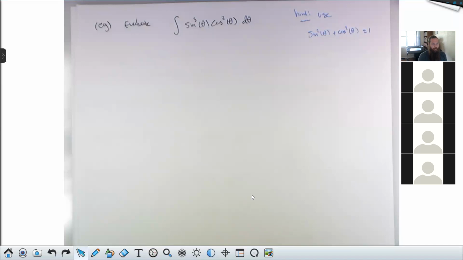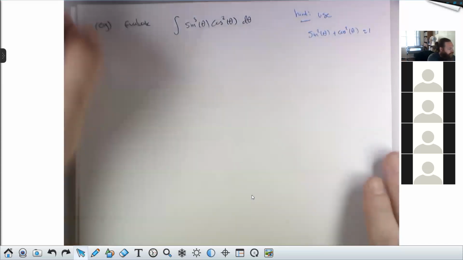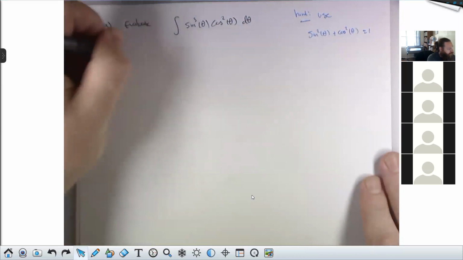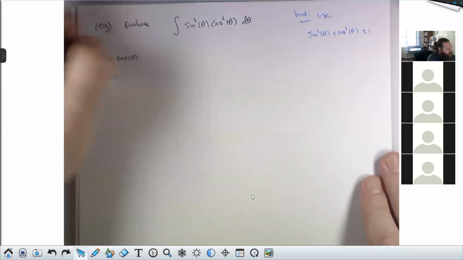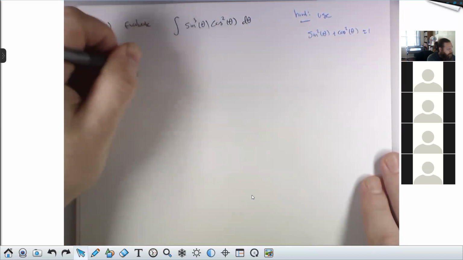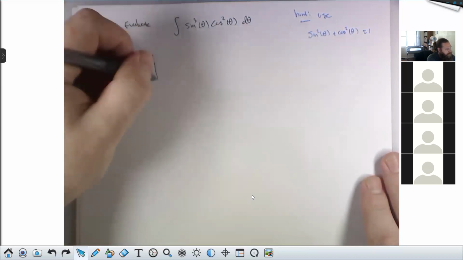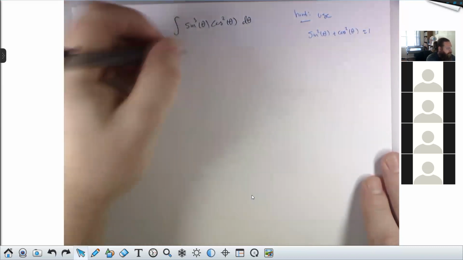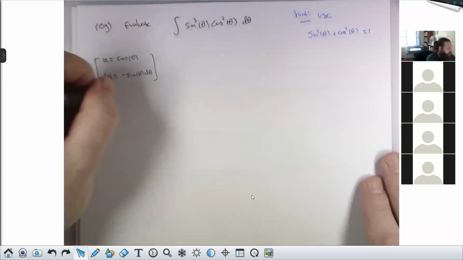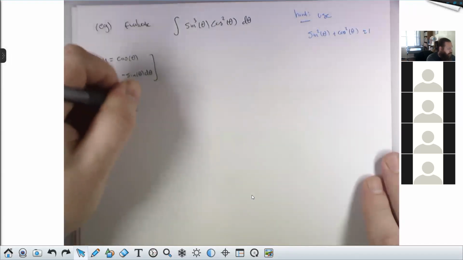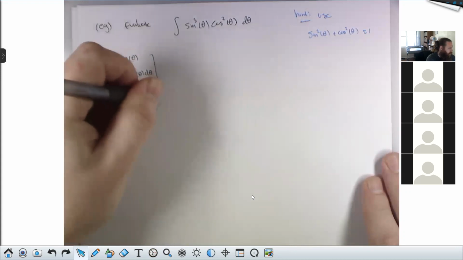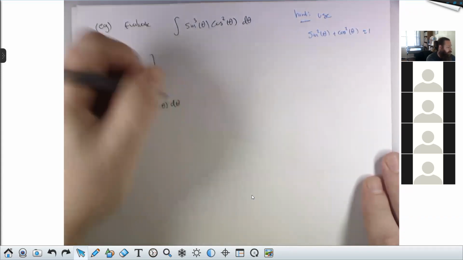So I don't think I have an easy way to get rid of the cosine if I do that. My other guess would be cosine squared equal to u. I like the cosine suggestion. So if we try subbing u equals cos theta, du would be negative sine theta d theta. So if I start plugging things into my integral, I'll write it down here: integral sine cubed theta cos squared theta d theta.